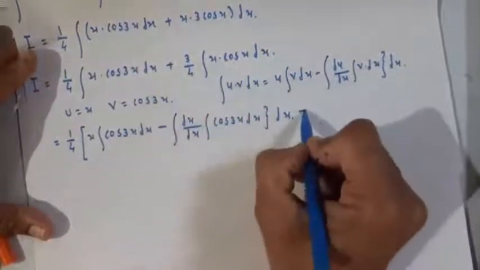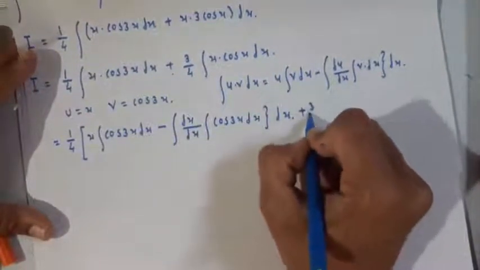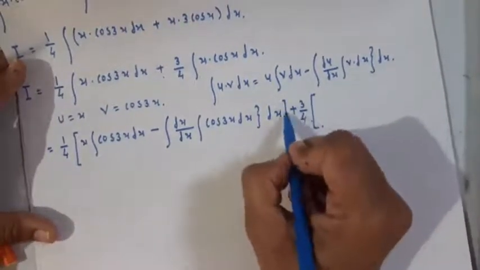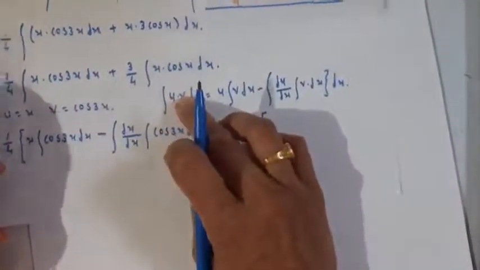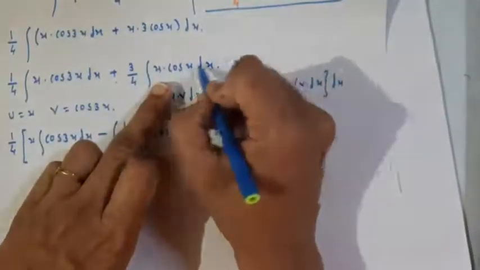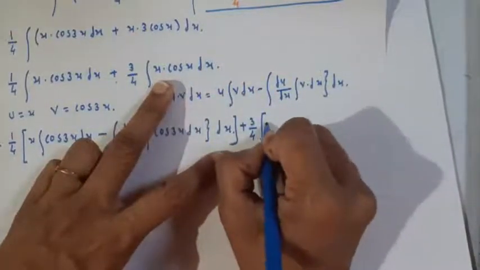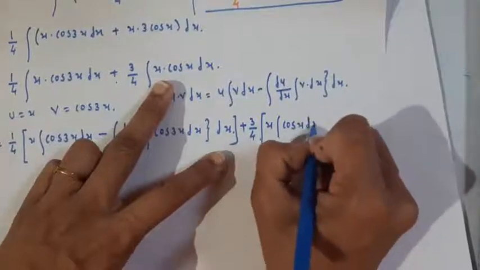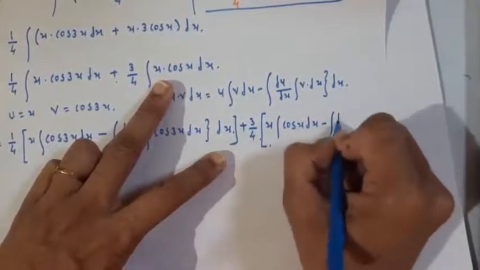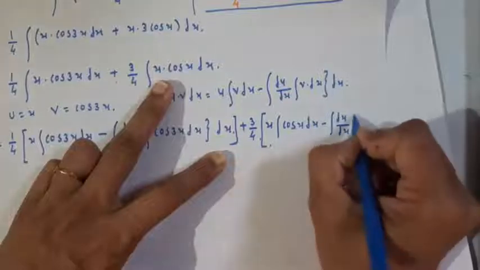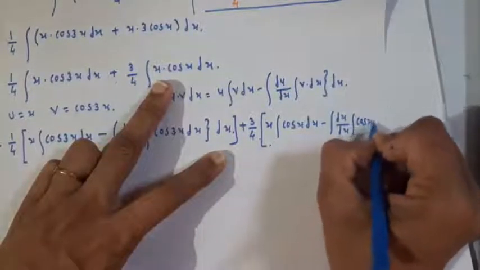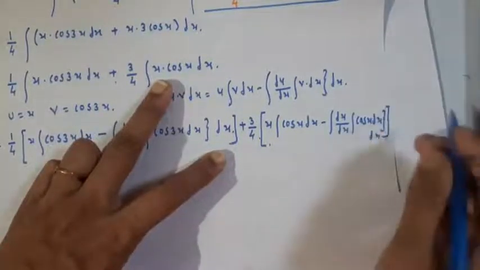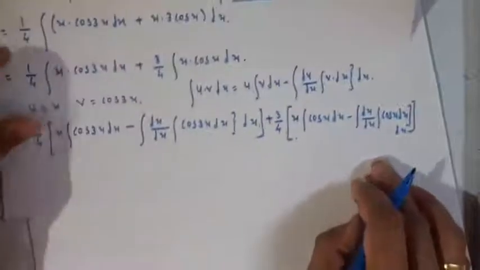Now plus this 3 by 4 as it is. And now for the second term, here u is x and v is cos x. So x as it is, integration of cos of x with respect to x, minus the derivative of x with respect to x, integration of cos of x with respect to x, and the whole integration with respect to x.